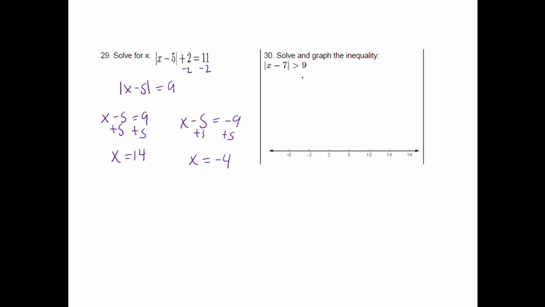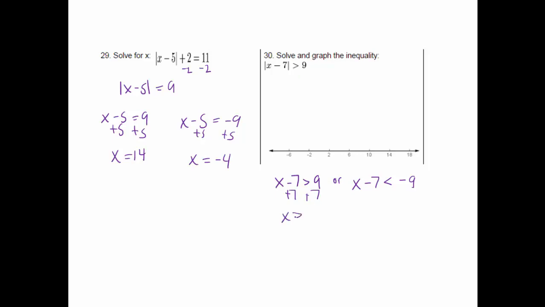Right, number 30, we're going to solve and graph the inequality. We have the absolute value of x minus 7 is greater than 9. We are at the spot already that we can write our two inequalities. We'll have x minus 7 is greater than 9. We will also have x minus 7 is less than negative 9. And because it's greater than, it will be or. From here, we'll just add 7 to both sides.